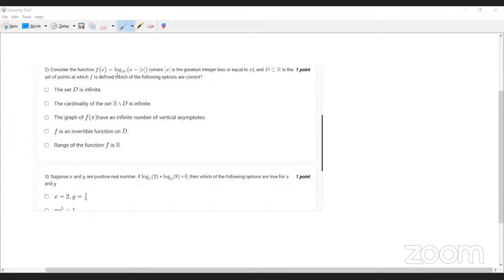The function f of x equals log of 10 with the greatest integer less than x, where the domain is a subset of R. Anyone solve this question? No, sir. I solved the third one, not the second one. Tell me, how will you approach that? What do you understand from this question?